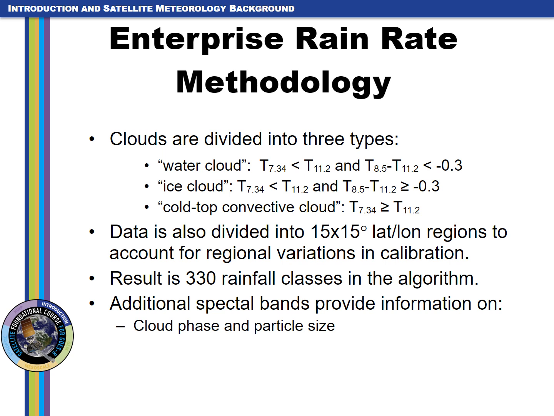The performance of the rain rate algorithm is improved when the data are divided into 3 cloud type categories based on thresholds between the various band brightness temperatures given here. They are called water, ice, and cold top convective clouds, but these are not exact classifications. The purpose is to separate clouds with different relationships between the IR brightness temperatures and the rain rates. Separate calibrations are also applied over 15 by 15 degree lat long regions, which yields 330 distinct rainfall classes in the algorithm. The additional spectral bands provide information on cloud phase and particle size.